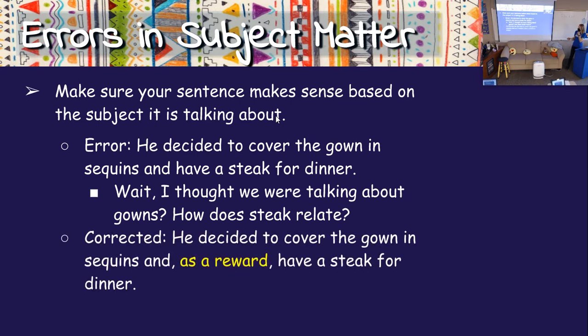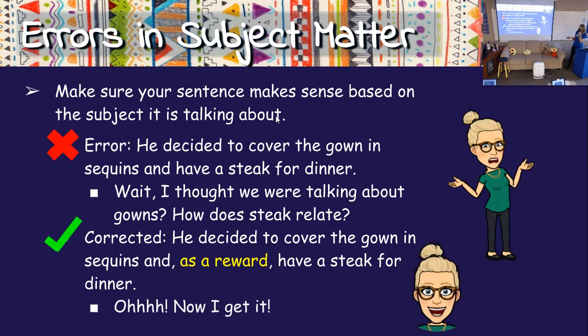So we could fix it by doing this. He decided to cover the gown in sequence and as a reward have a steak for dinner. Okay, now that sentence makes sense, right? Because it's giving us a logical explanation as to how we got from point A, covering a gown in sequence, to point B, having a steak for dinner. You guys with me on that?